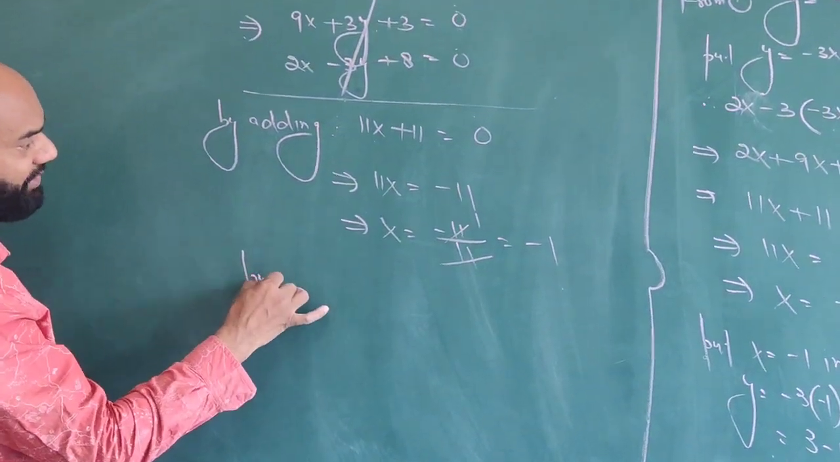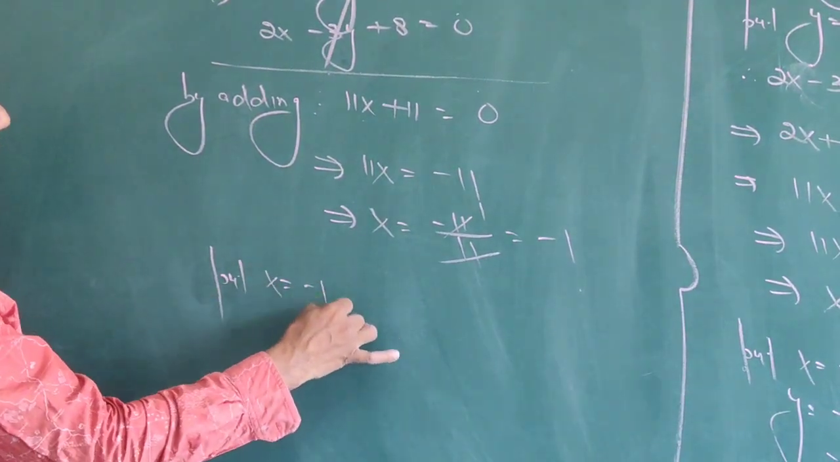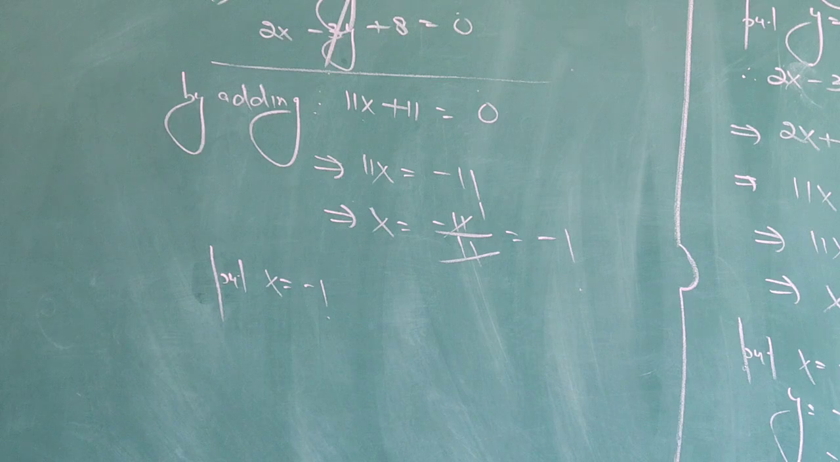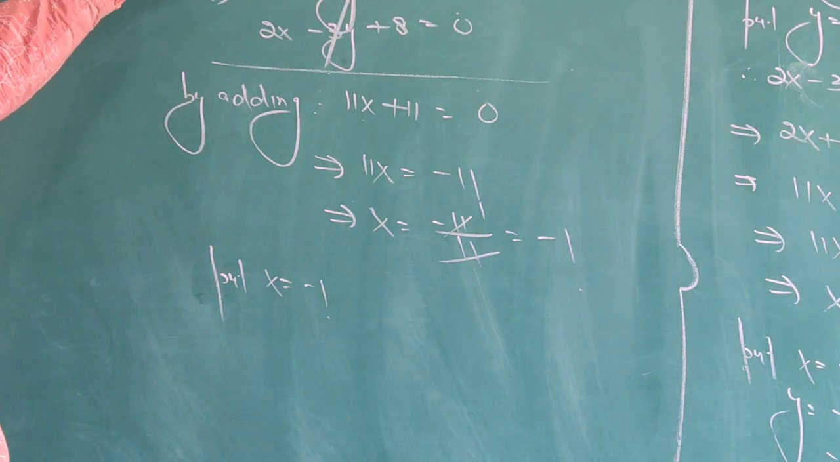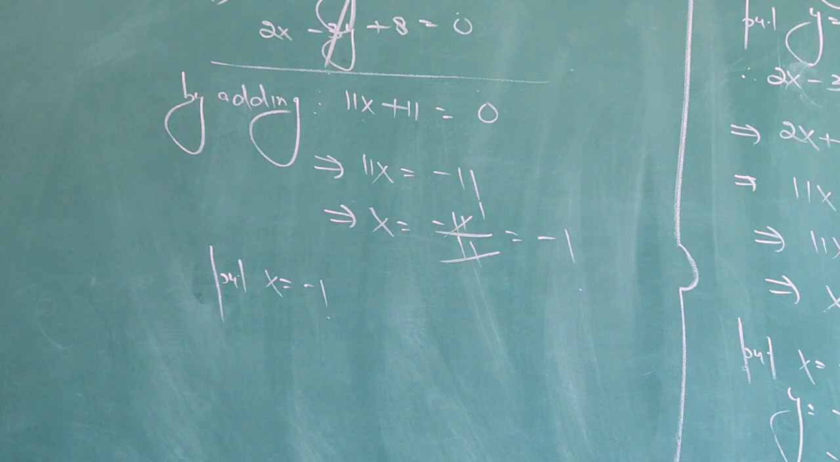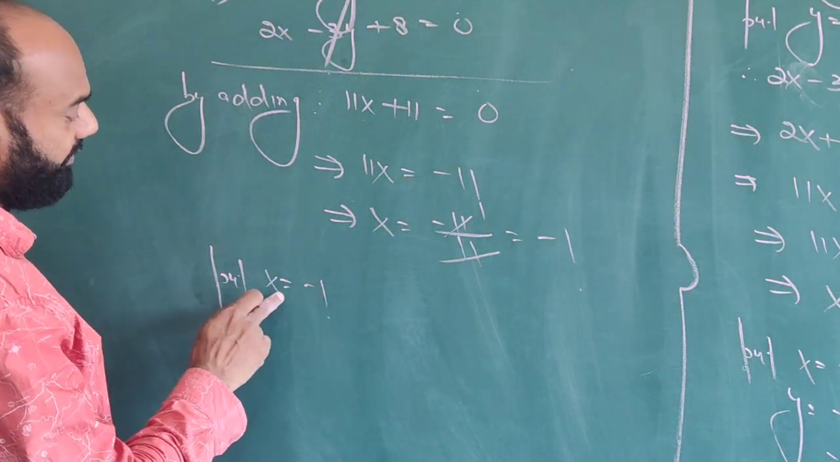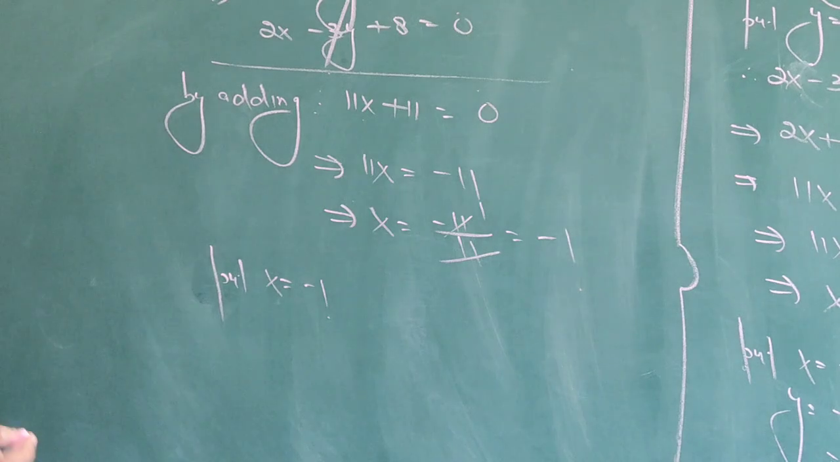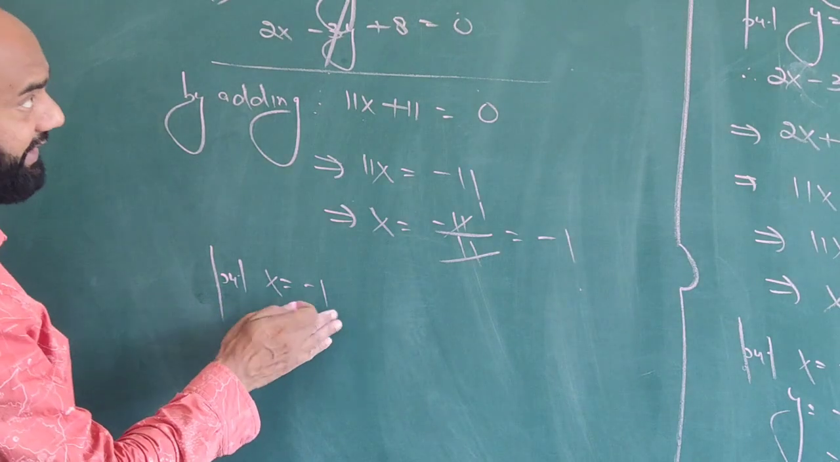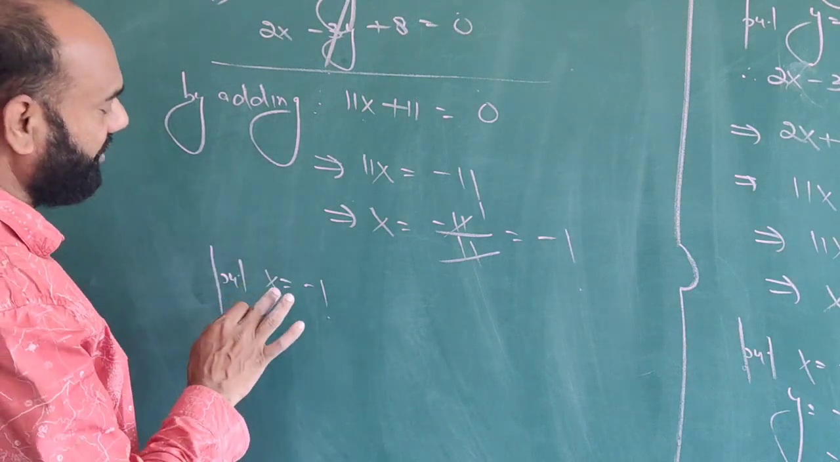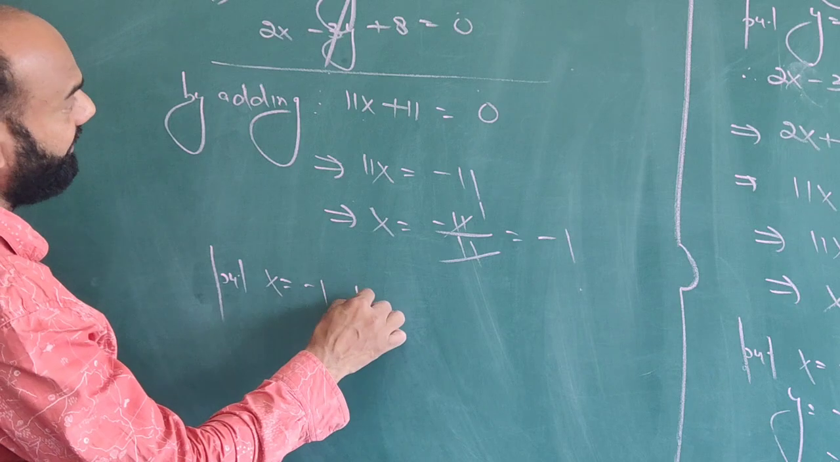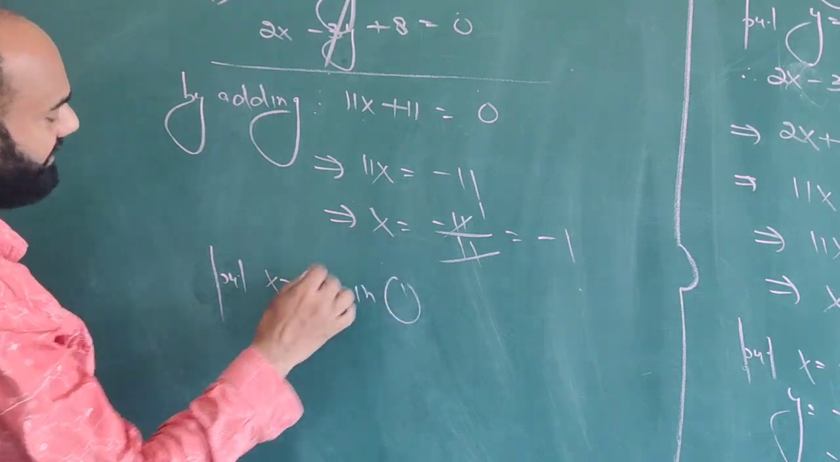Now put x equal to minus 1 in either equation number 1 or equation number 2, because when we put it in equation number 1, we get the same value of y as by putting it in equation number 2. So put x equal to minus 1 in one of these two equations, and we get the exact value of y. Put x equal to minus 1 in equation number 1.